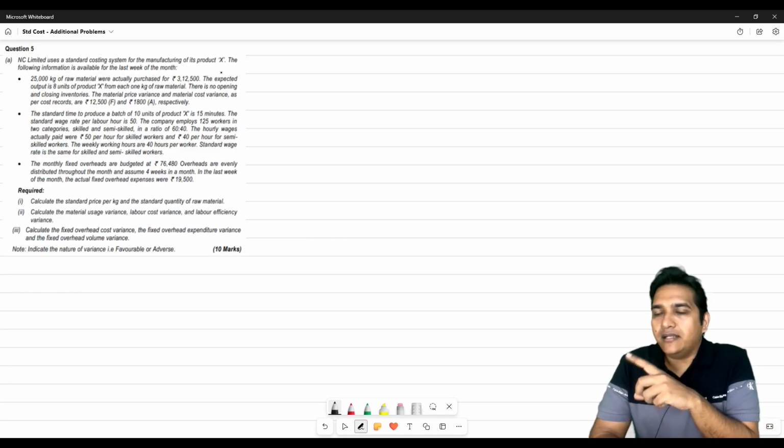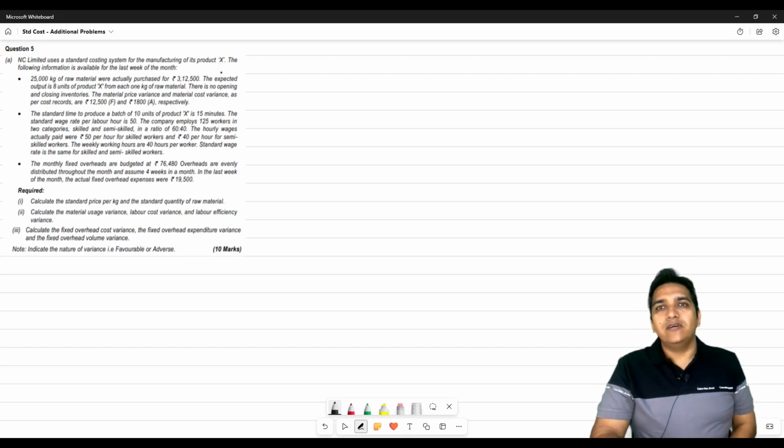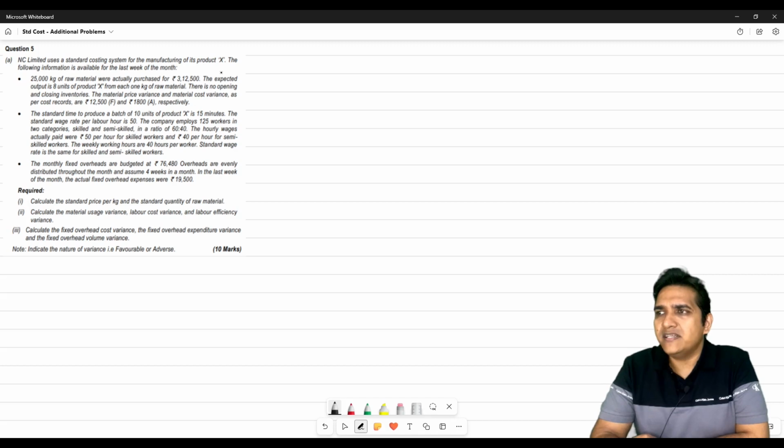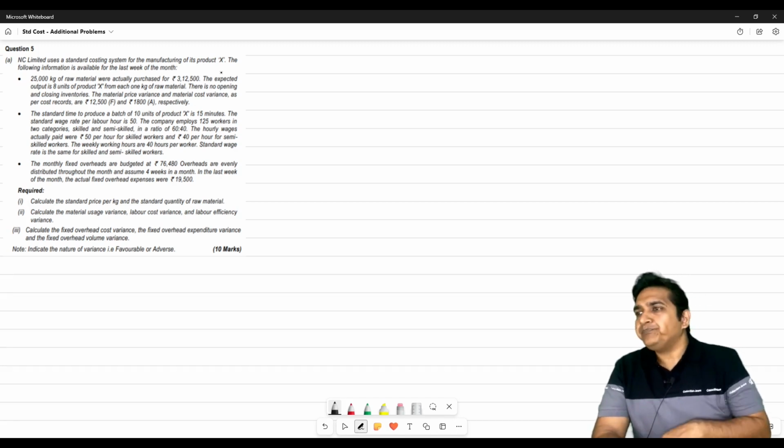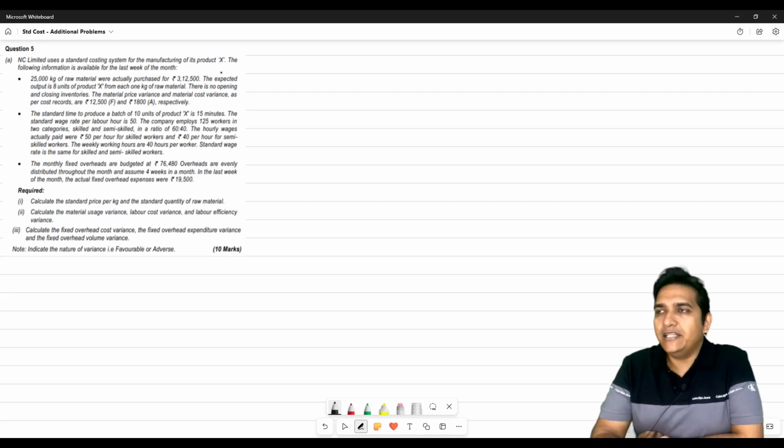This question is another interesting question. I have taken this from one of the previous exam papers, I think May 23 or November 22, pretty recent one. Let us read the question first. NC Limited uses a standard costing system for the manufacturing of its product X. The following information is available for the last week of the month.